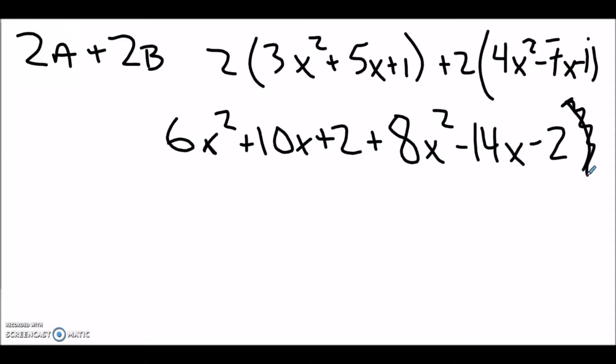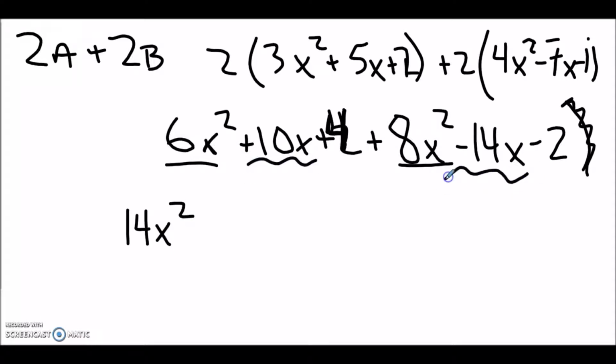Combine our like terms. Oh, I'm sorry. I copied down the problem wrong. My polynomial is 3x squared plus 5x plus 2. Sorry about that. So that makes this a 4. Oops. All right, now let's add some like terms. 6x squared and 8x squared is 14x squared. 10x minus 14x is negative 4x, and 4 minus 2 is positive 2.